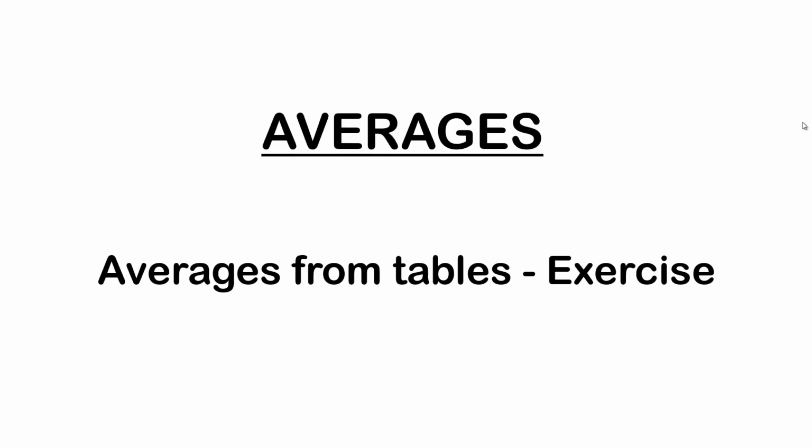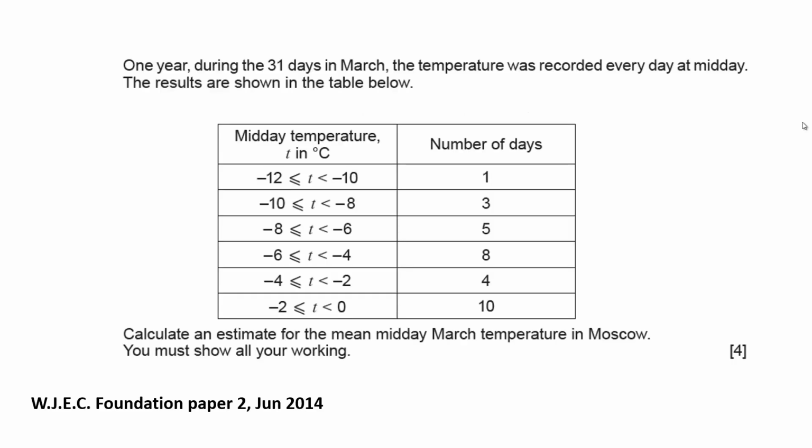Hello. Time for an exercise now for you to do some questions involving averages from tables. So here's the first question. It's off a WJEC paper. And we've got our group frequency table with the data. We've got our frequency there with the number of days, and we've got to calculate an estimate for the mean midday March temperature in Moscow. A lot of M's there, isn't there? Mean midday March Moscow. That's what you've got to do.